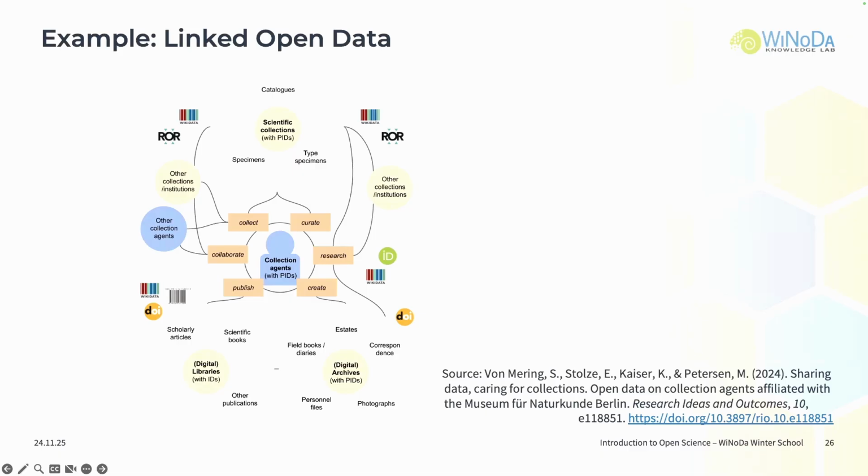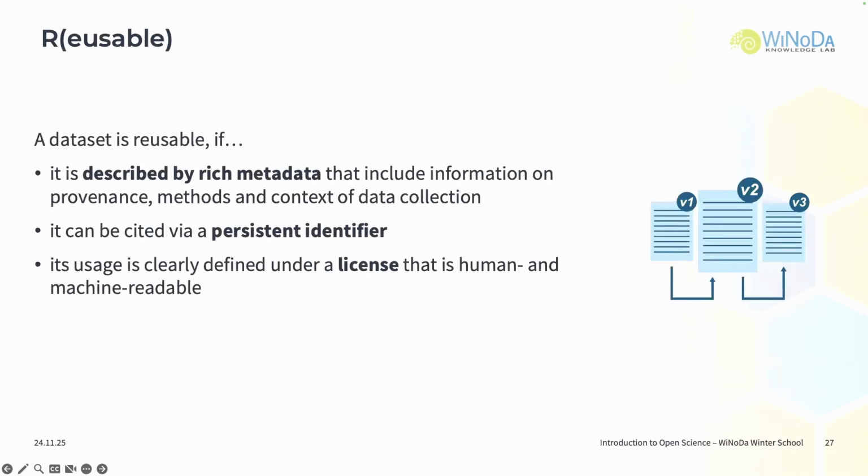That's, I think, quite an interesting example for linked open data in the context of WiNoDa. The fourth FAIR principle is reusability, and that I should say would also include reproducibility. Reusable means that the data enables new research, whereas reproducibility is much more about refining published results. And both aspects are, of course, important aims for FAIR data, but also for open science.